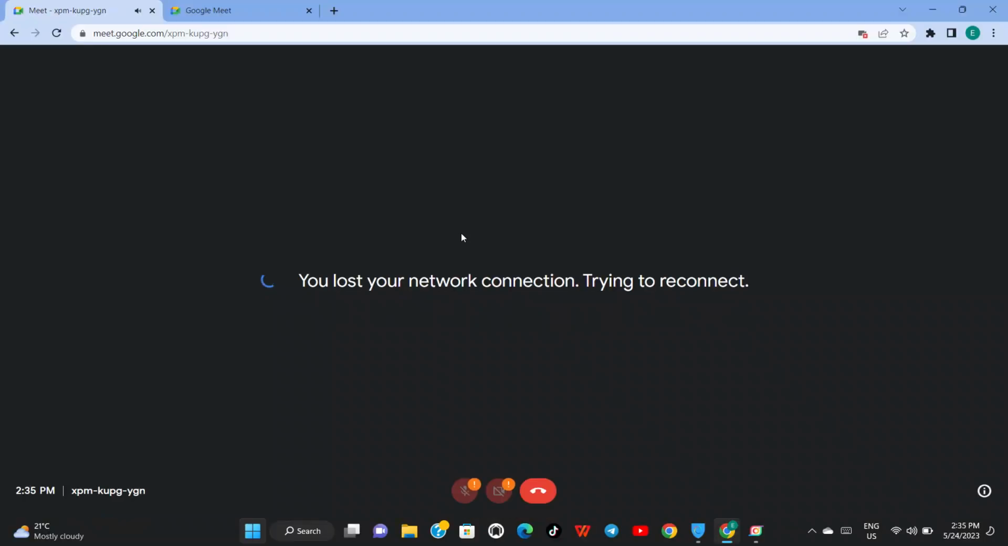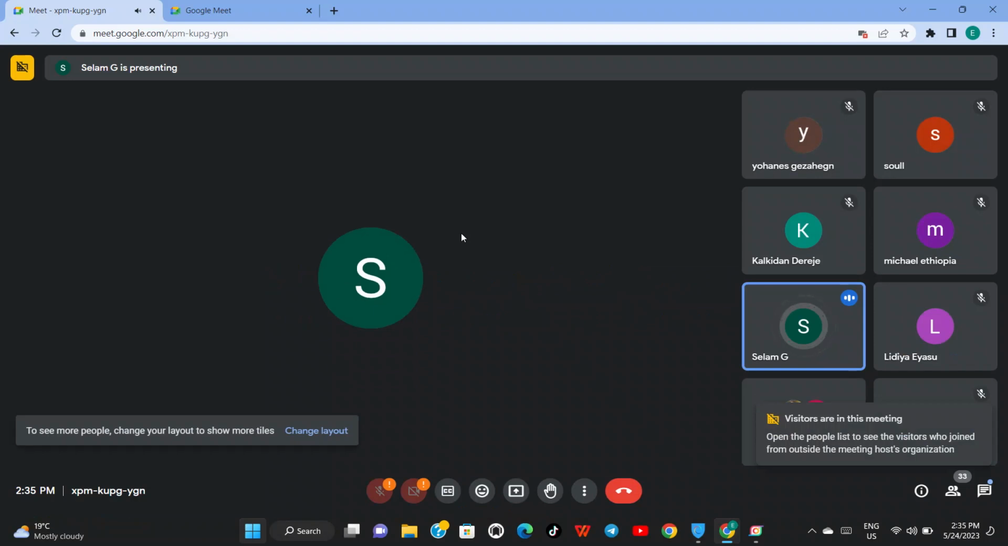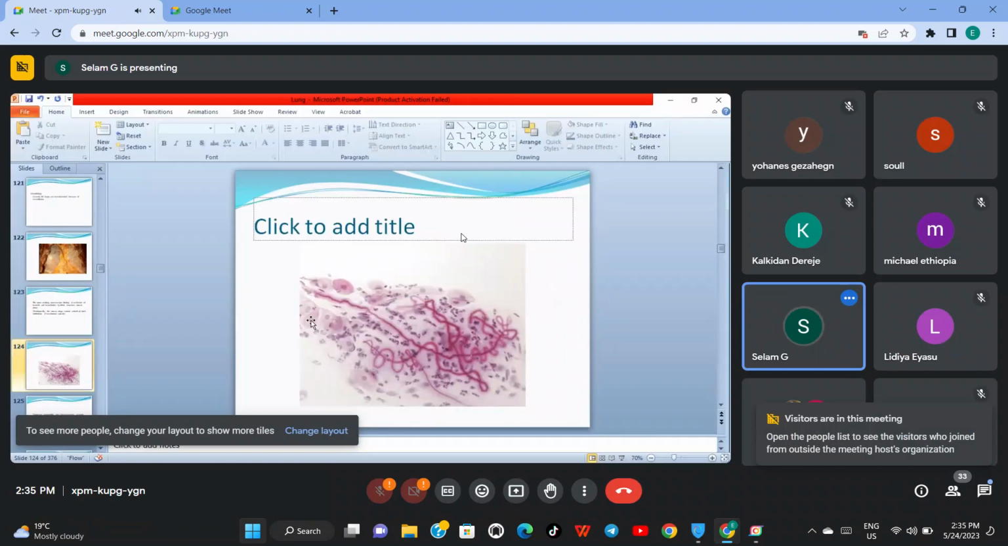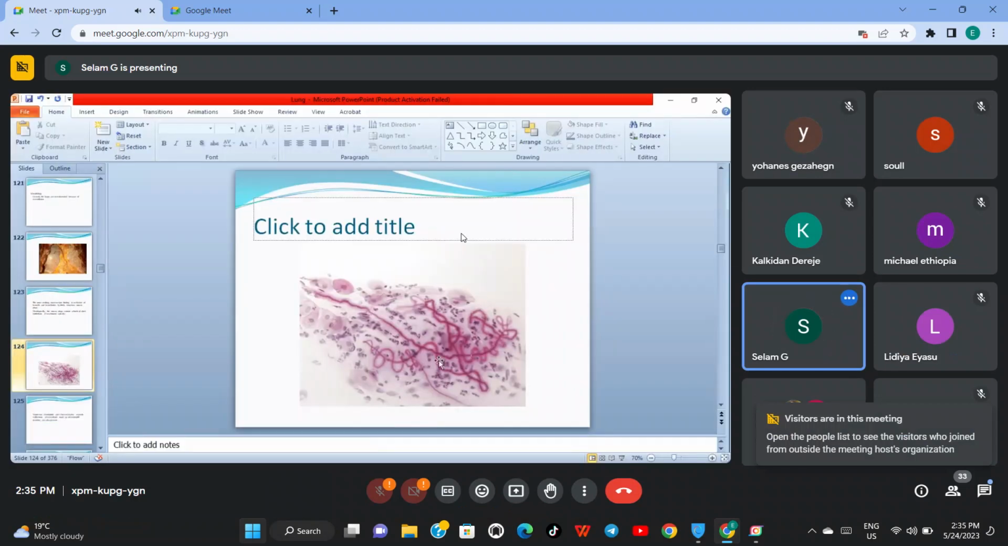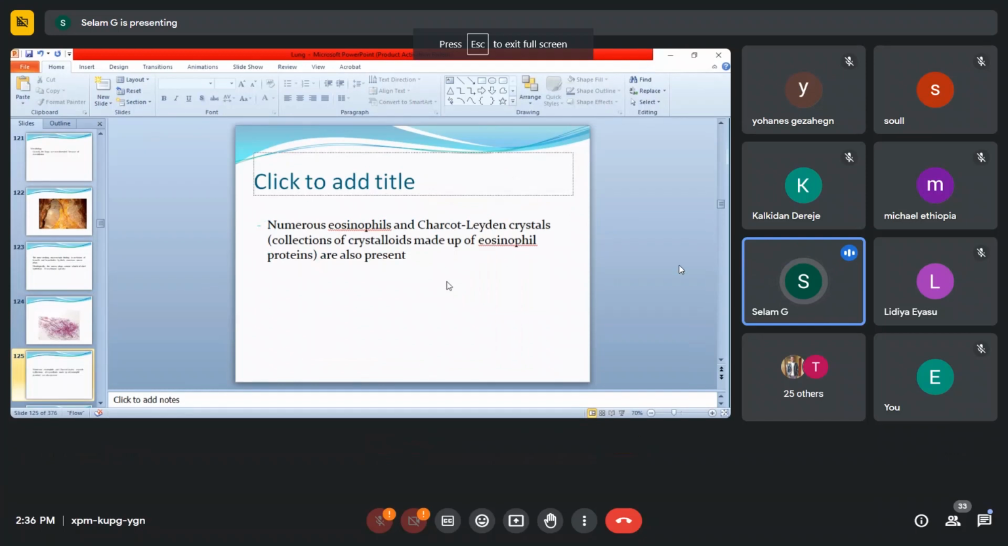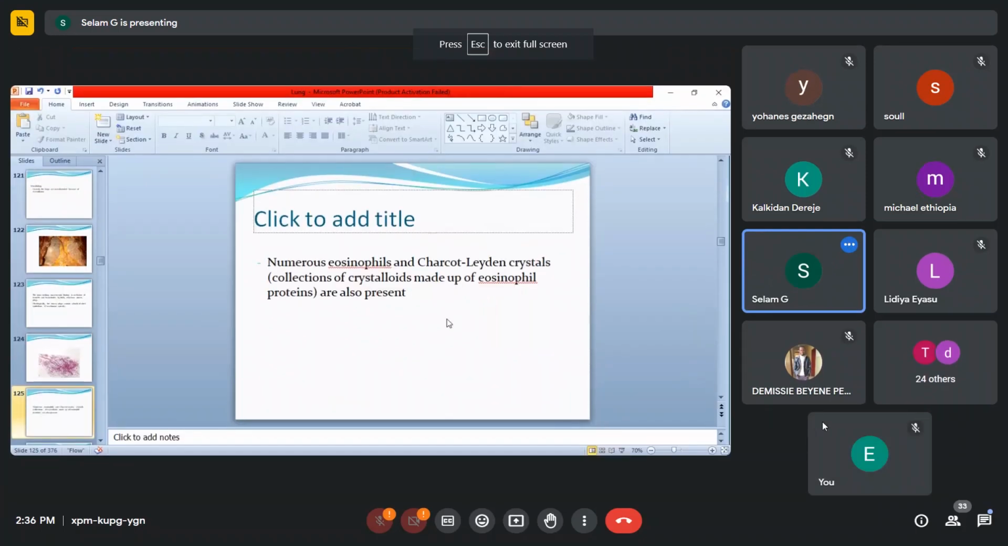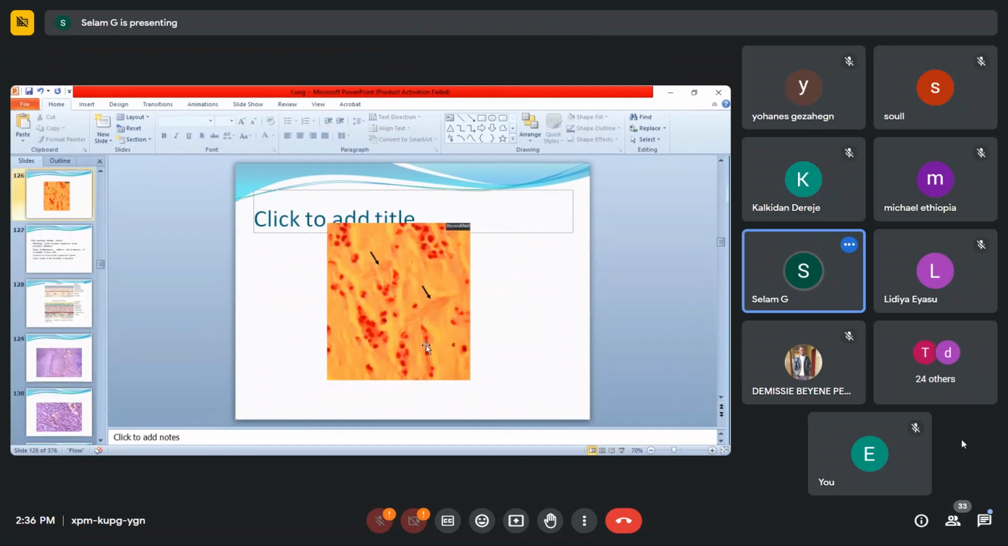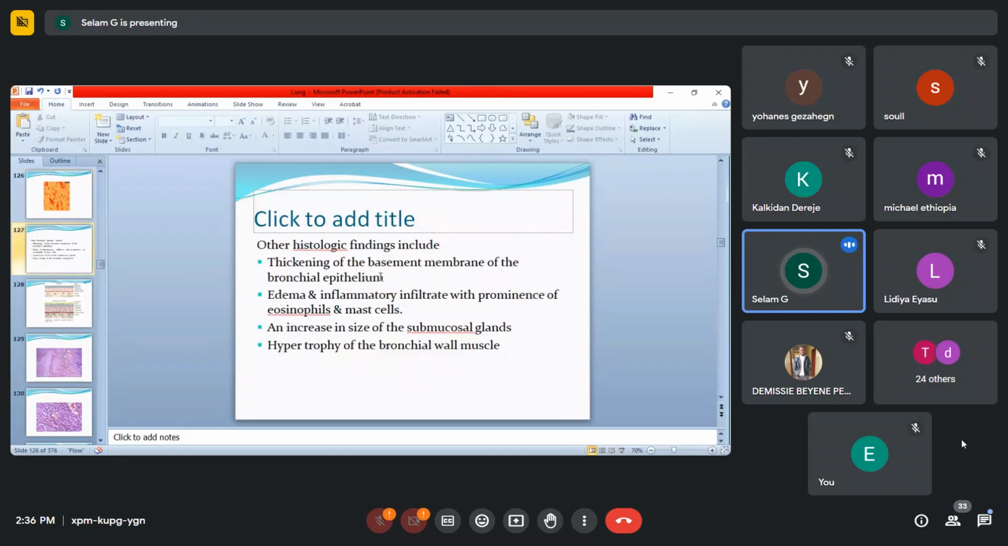So you see these are epithelial cells here and there, forming mucus spirals. Eosinophils and Charcot-Leyden crystals, collections of crystals, are also present. You see these crystals from eosinophil breakdown.